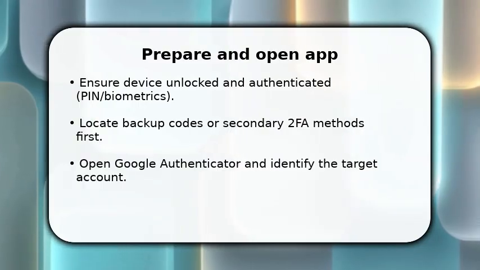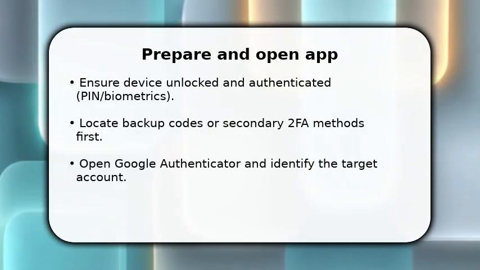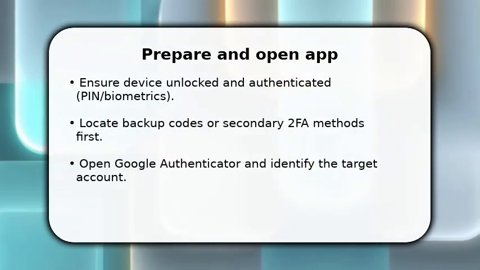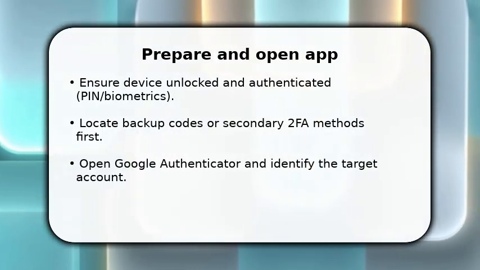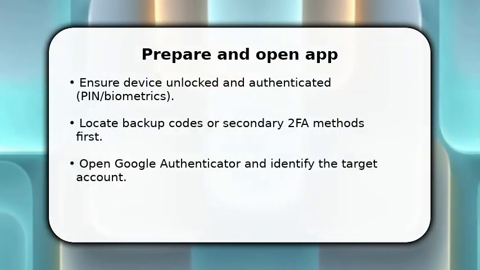Now open Google Authenticator and find the specific account entry you want to remove. You'll need that visible to confirm which code you're deleting. This avoids accidental removal of the wrong account and explains why preparation prevents service interruptions.